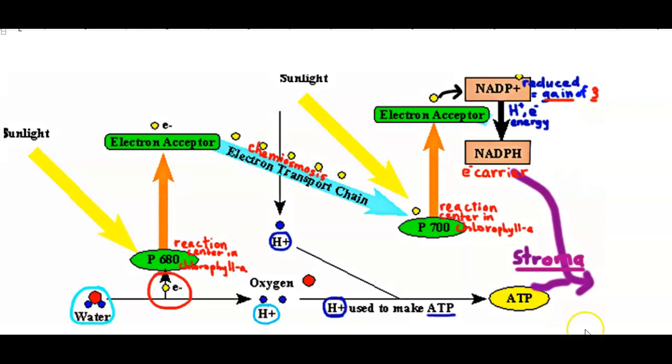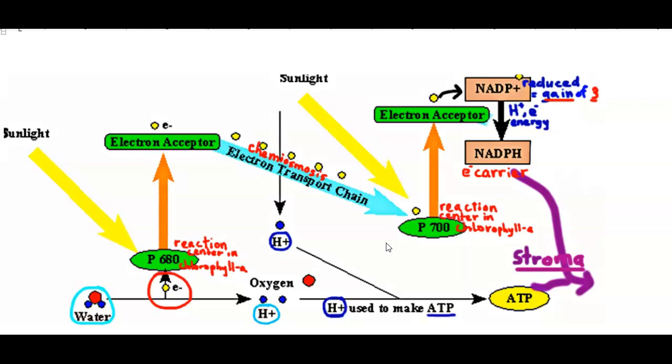So let's follow the electron. The electron came from water, went into photosystem 2, P680. Then it got picked up by an electron acceptor and passed down the electron transport system. See, here it is, the yellow dot. It's released its energy, so now when it gets to P700 in photosystem 1, it is at a lower energy state.